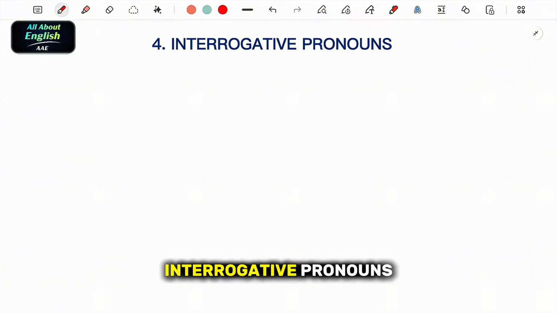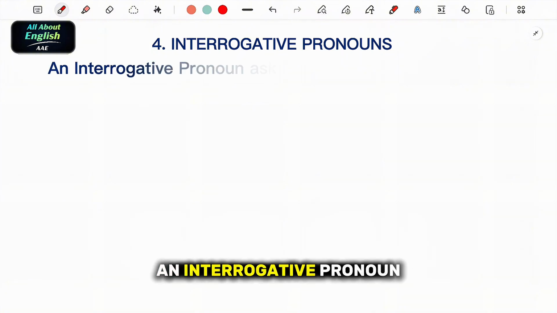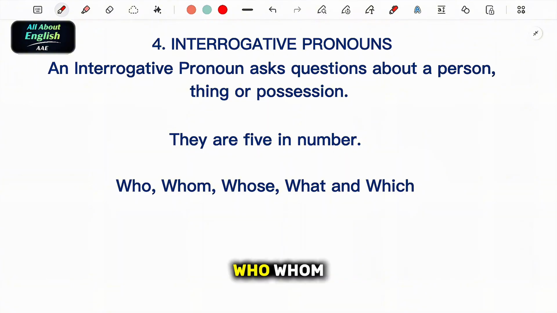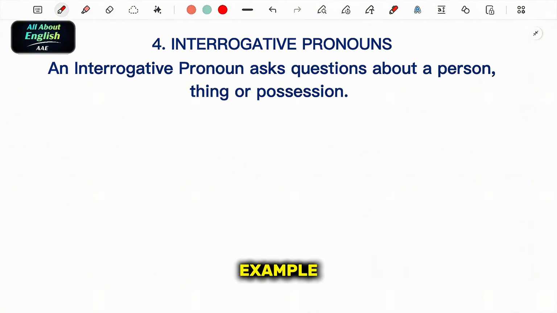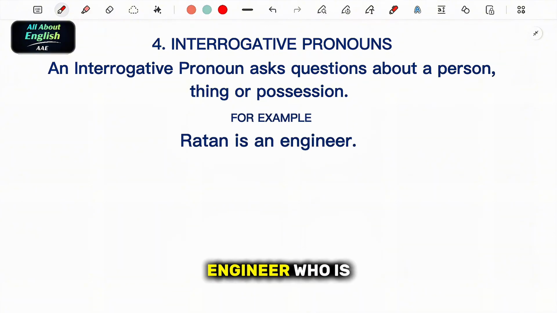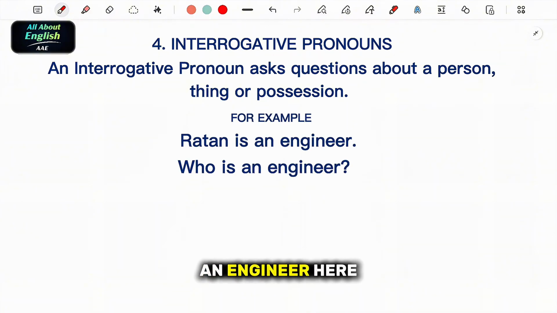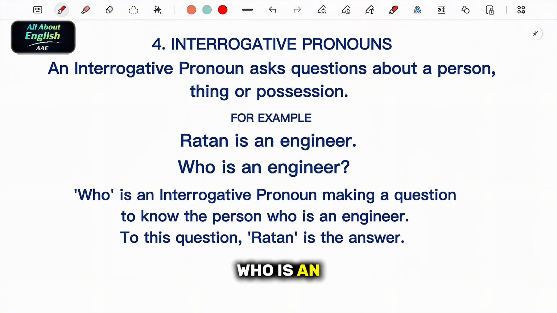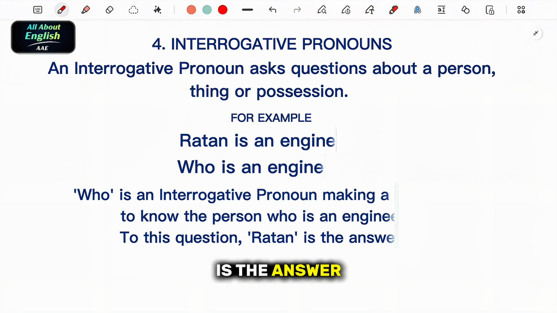Number 4. Interrogative pronouns. An interrogative pronoun is a word that is used to ask questions about a person, thing, or possession. They are 5 in number: who, whom, whose, what, and which. For example, Ratan is an engineer. Who is an engineer? Here, who is an interrogative pronoun. It asks a question to know the person who is an engineer. And to this question, the noun Ratan is the answer.